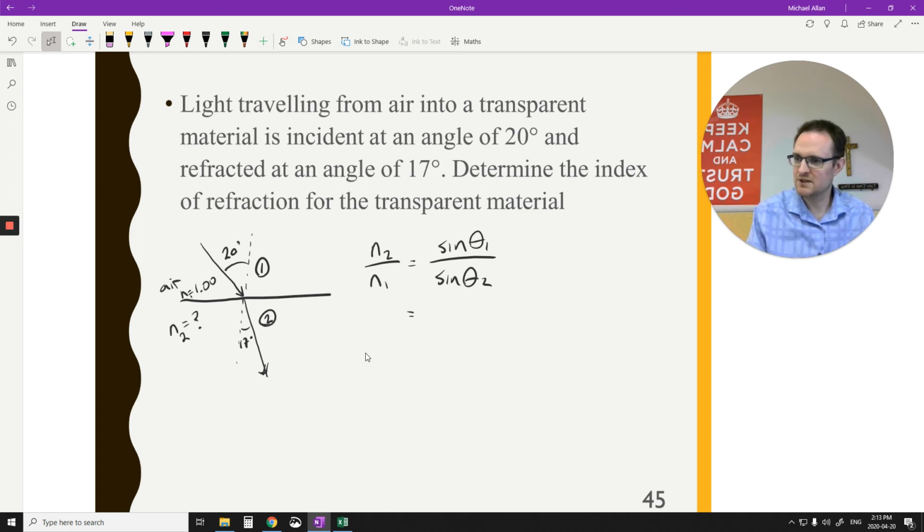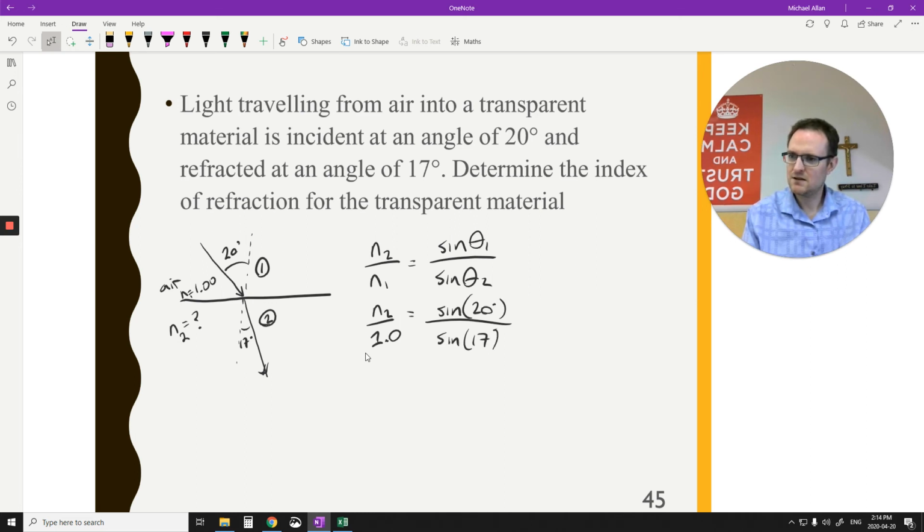Okay, so let's put these numbers in here. So I'm looking for n2. n1 is 1.0, so I didn't really necessarily write that there. This top is going to be the 20, the bottom is going to be the 17. I don't even have to rearrange this because n2 is already in the numerator. So I'm just going to go sine 20 divided by sine 17. I get n2 to be 1.1.